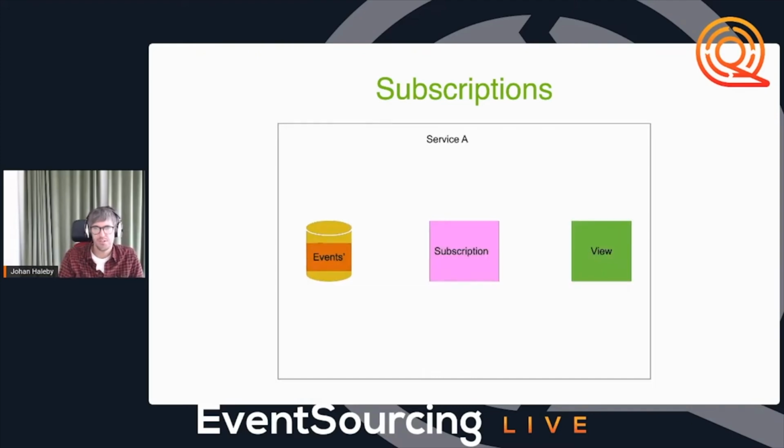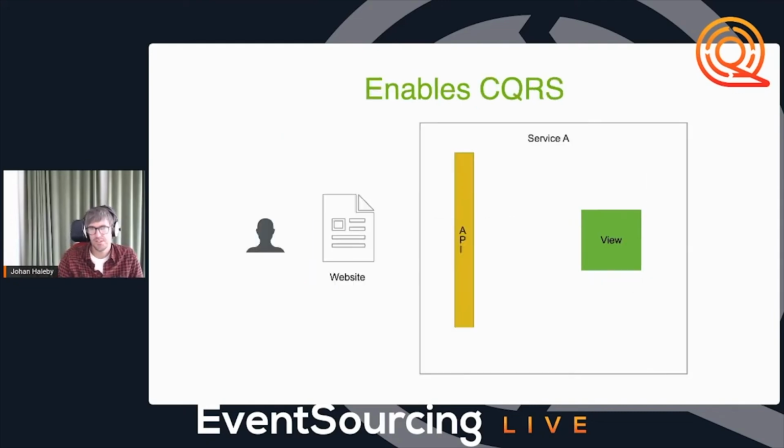So just some examples. So here we have a subscription that takes the events and updates some view somewhere. So this is a materialized view that the subscription updates. And this view can be used to enable CQRS. So now if the user browses a web page or something, it will call the API, and then the API can make use of this view and return it to the user.